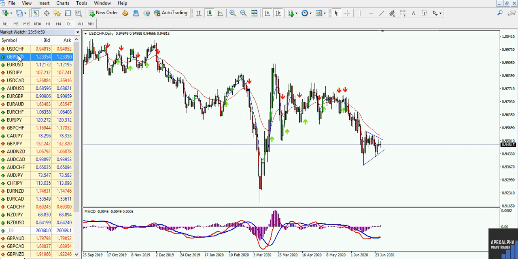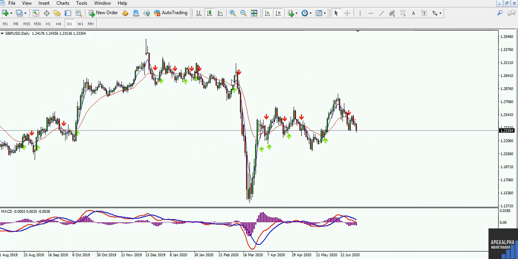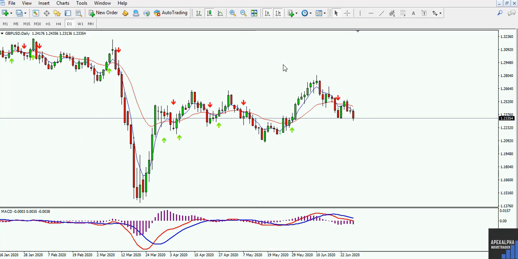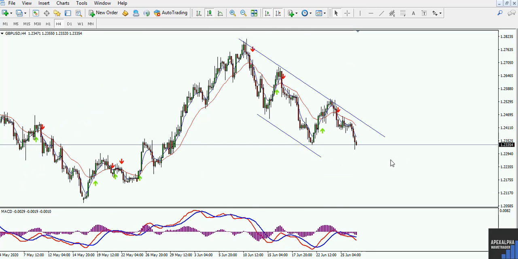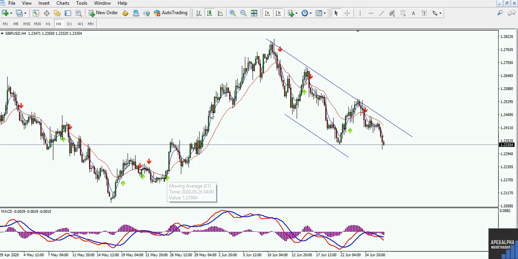Let's have a look at GBP USD quickly. For the GBP, this is what we are seeing. If I draw the lines, what do we see? We have a sort of channel here, and this is a sort of reversal signal as well, because we have waves 1, 2, 3. I can count here wave 1, wave 2, 3.